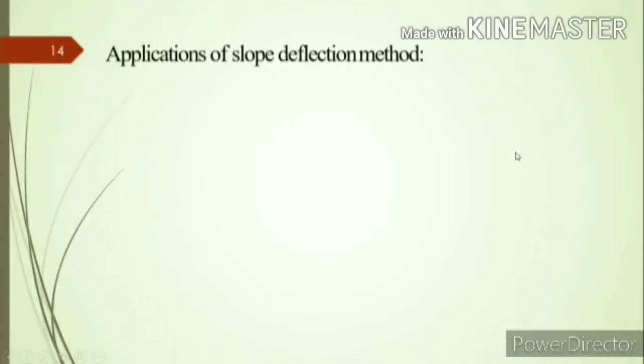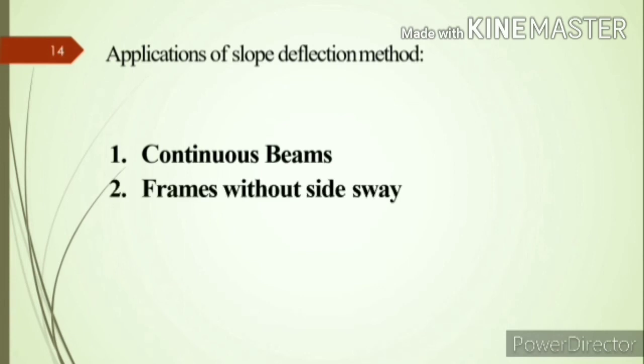Next is the application of the slope deflection method. The slope deflection method can be used to analyze indeterminate structures such as continuous beams. Continuous beams can be easily analyzed using the slope deflection method. Also, it can be used for frames without side sway and frames with side sway. Side sway means that due to the application of loads, lateral deformation of the frames may occur. It is known as side sway.